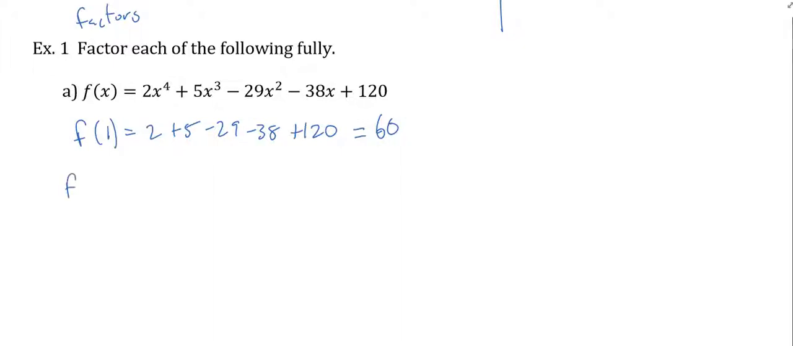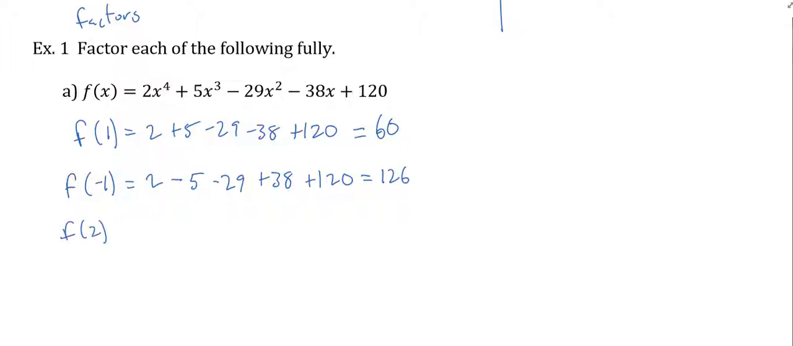Okay, let's try -1. f at -1 is going to be, so -1 to the 4th is +1, so that's 2. But -1 to the 3rd, look folks, is -1, so this is -5. So you've got to do a little bit of thinking here to figure out what these numbers are. This is going to be -29, this is going to be +38, and this is going to be +120. Once again, I don't think it's anywhere close to 0. 126 sounds right to me. Not 0, so no good.